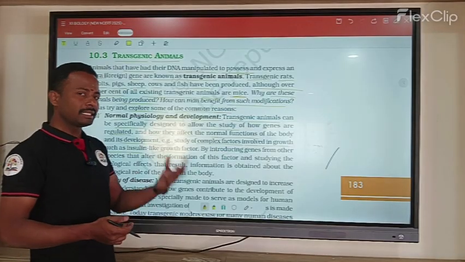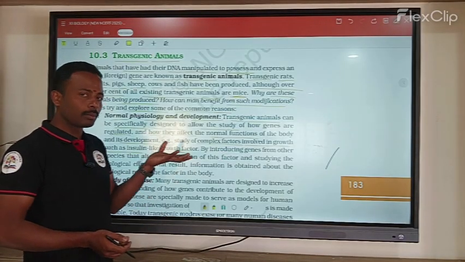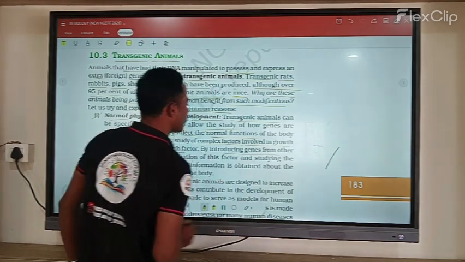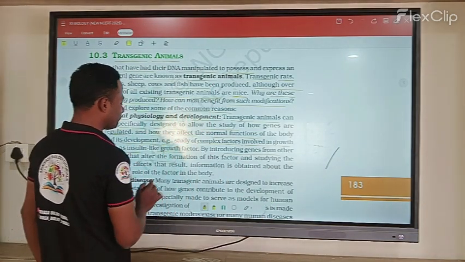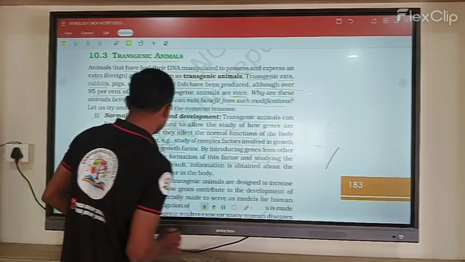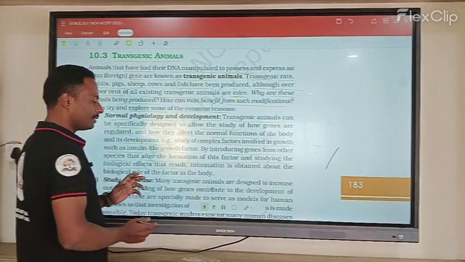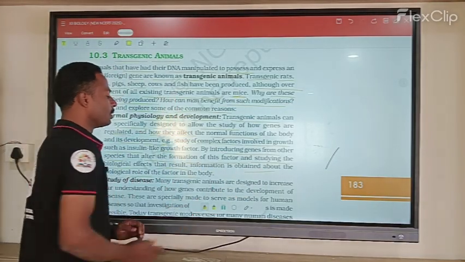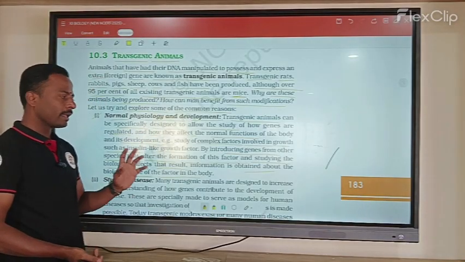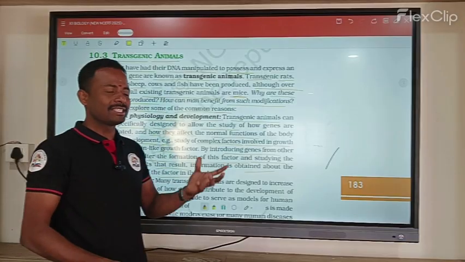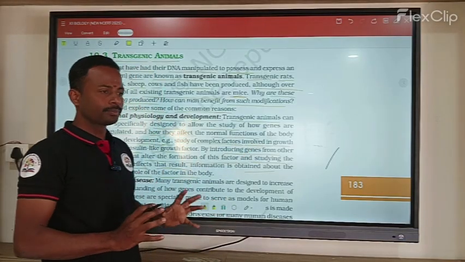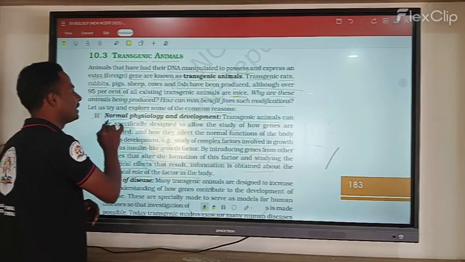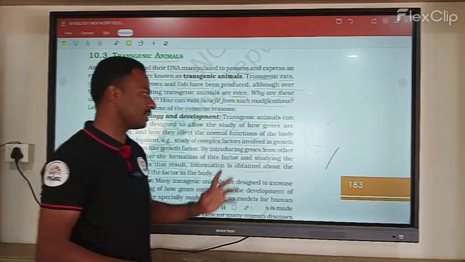So for example, in the insulin growth factor, how do they grow, or how are they completely in an organism's body? You can easily study this by introducing genes from another species that alter the formation of these factors, and studying the biological effects that result. The information obtained shows the biological role of a factor in the body. So first, we introduce a gene into a body, and what type of factors will be involved is what we study. The first one is normal physiology and development. Okay, this is the first one.